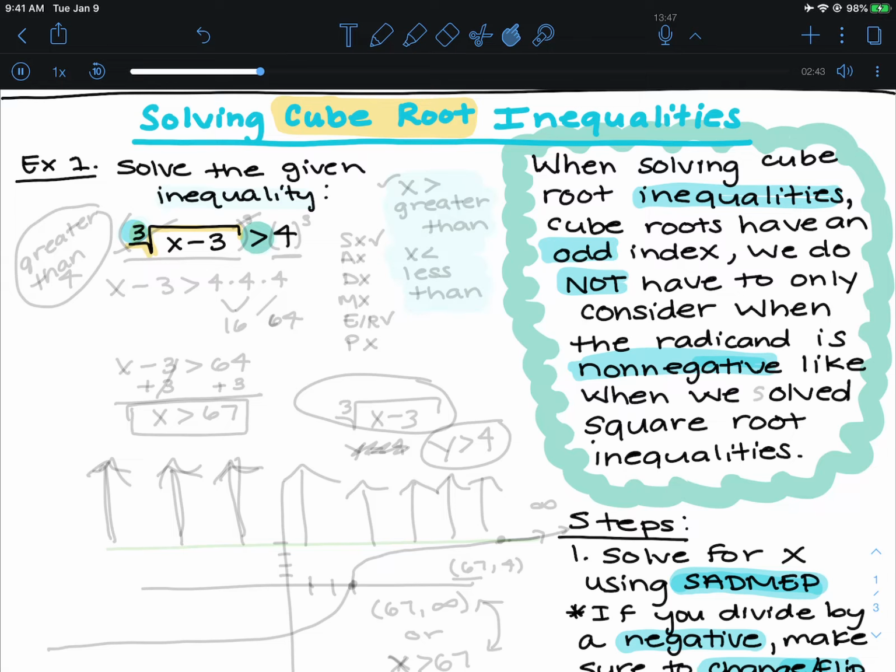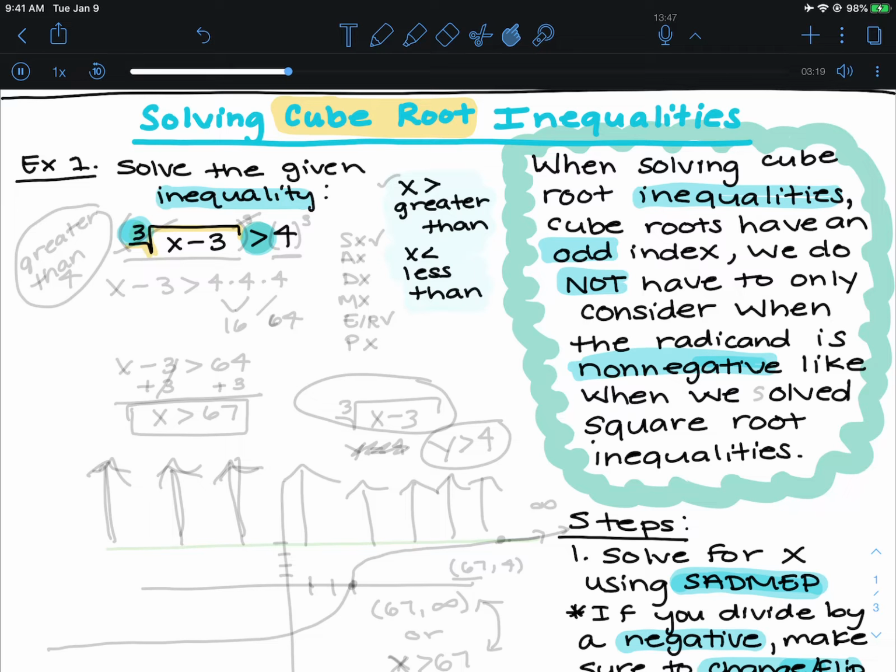So here, we have to solve the given inequality. They're telling us that it is an inequality, so we have to solve this. I have the cube root of x minus 3 greater than 4. I'm going to give you a little cheat: if the symbol is facing to the right side, that's going to be greater than. And if it's facing in the other direction, that's when you say it is less than. Just keep that in mind.